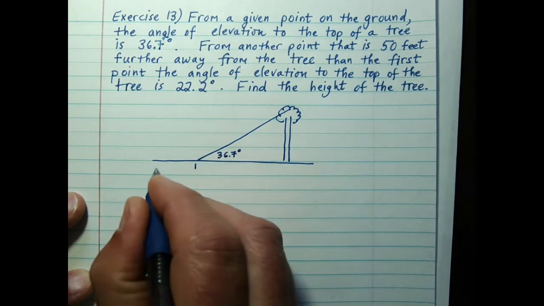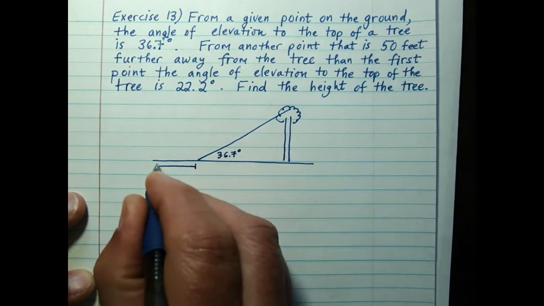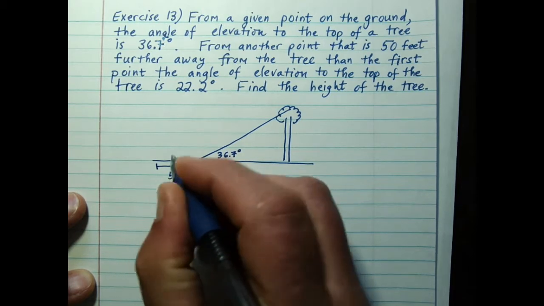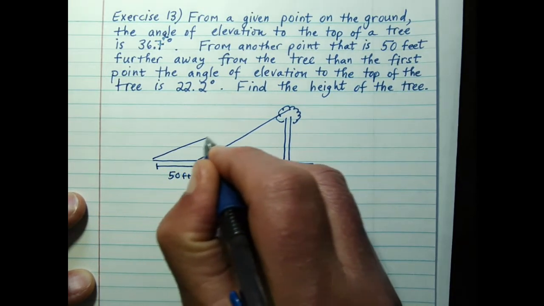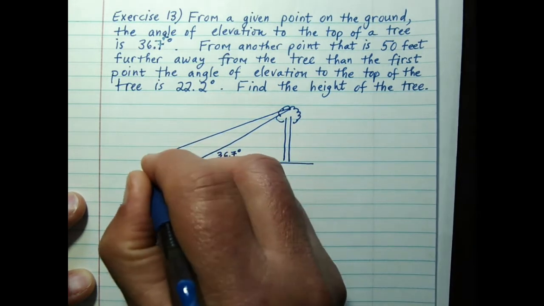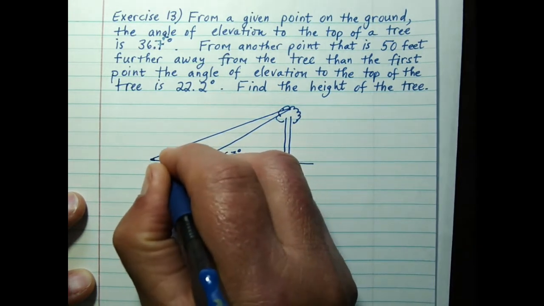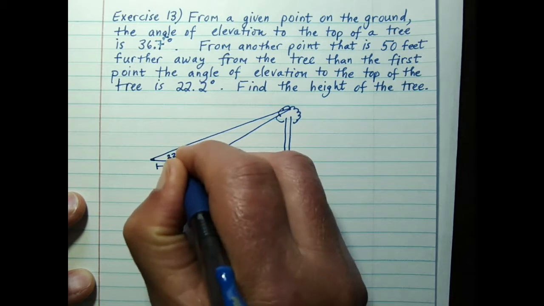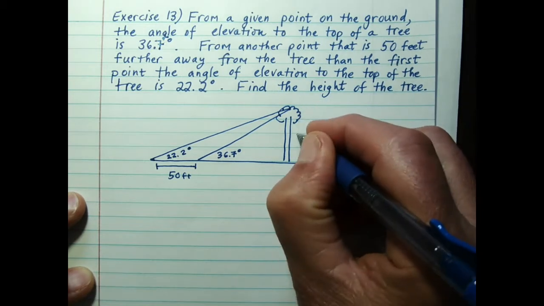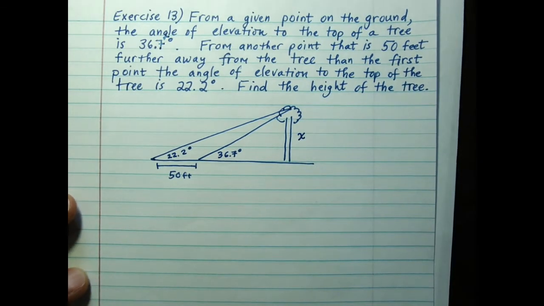And then we're saying from another point that is 50 feet further away from the tree, so we're going to move 50 feet back, and then we're going to measure an angle of elevation, which you can do with a surveying sextant tool. 22.2 degrees is that angle. And we want to find the height of the tree, right? So I'm going to call that x.